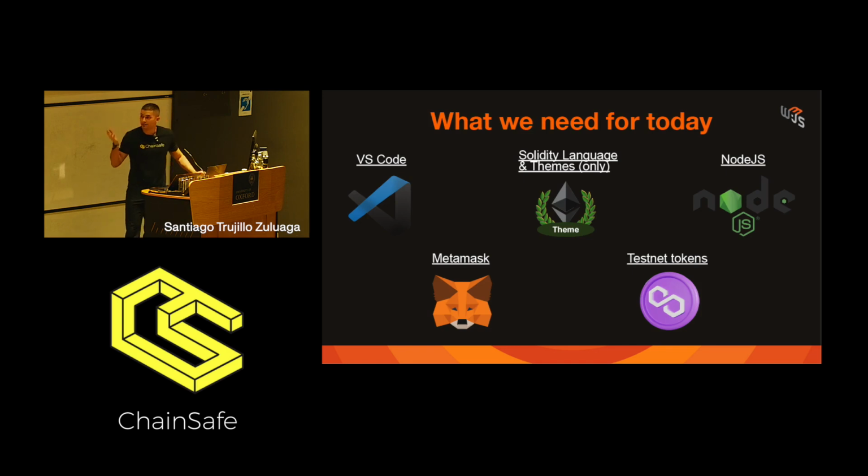Okay, so this is what we need for today. In case that you don't have, maybe you can start downloading some of these things. We need VS Code or any code editor that you want. We will also need Solidity language and themes. This is the theme, the extension that I use in VS Code, but you can use any one. We'll need Node.js, MetaMask in your browser, and testnet tokens. Also, at the end of the presentation, I'm going to share these slides on Twitter, so you are able to access all these things.